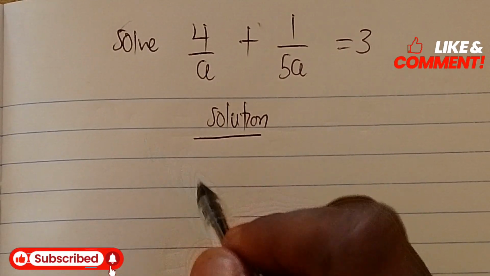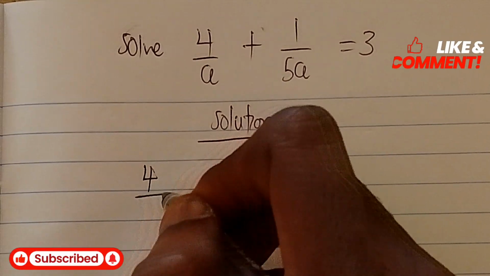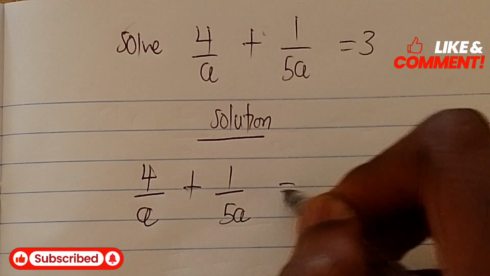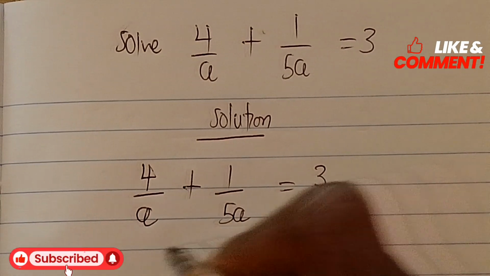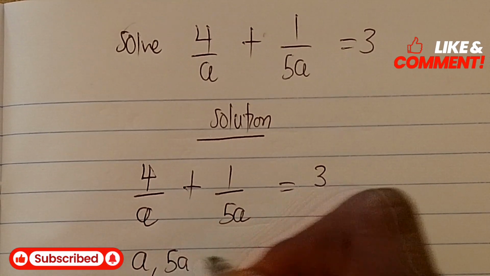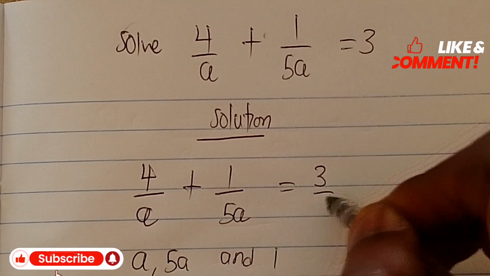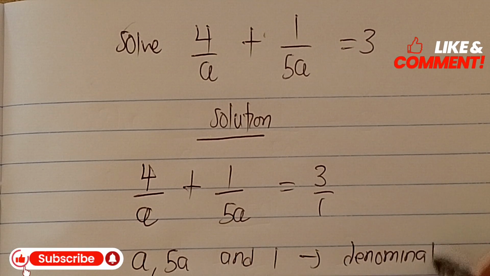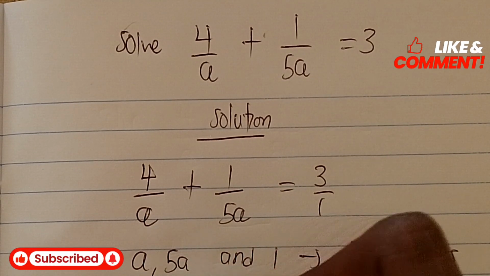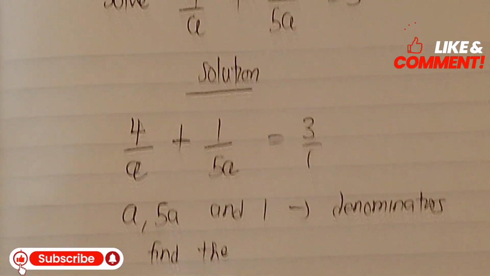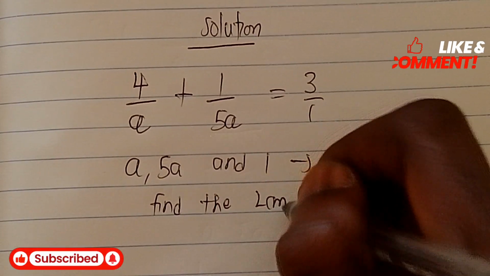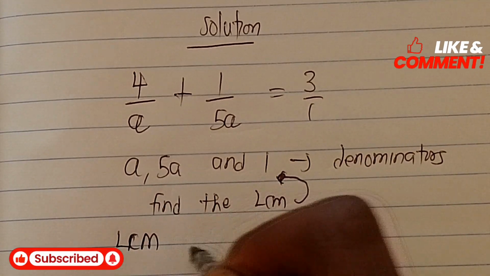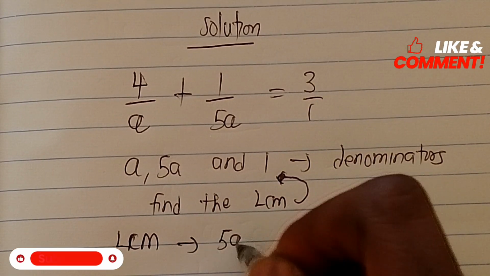So the question we have here is 4 over e plus 1 over 5e equals 3. The denominators we have are e, 5e, and 1. So I'm going to find the LCM of these three, and the LCM should be 5e.